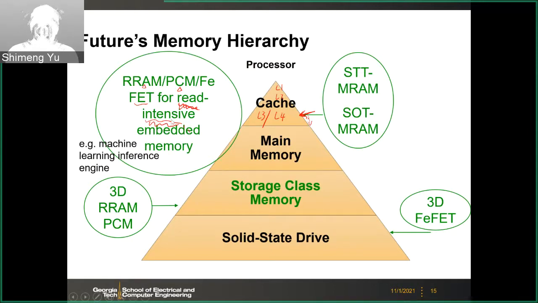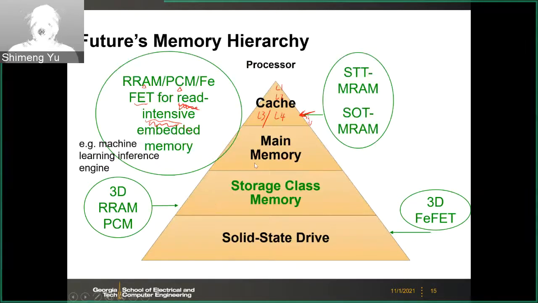If you use those memories for the inference engine, inference means you only read, right? After the neural network is trained, you only do the read operation of those weights. If you only do read, then no write. Then what you need is a large-capacity embedded memory to store those weights on chip. And those emerging memories may be a good fit for the inference engine design for the machine learning accelerator. So those are new applications beyond the traditional memory hierarchy.